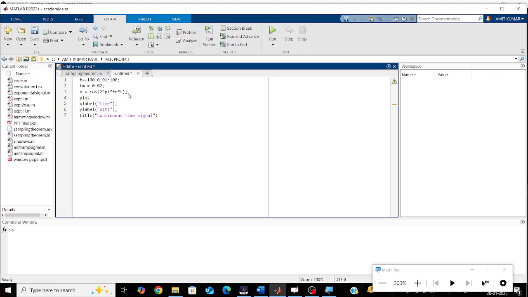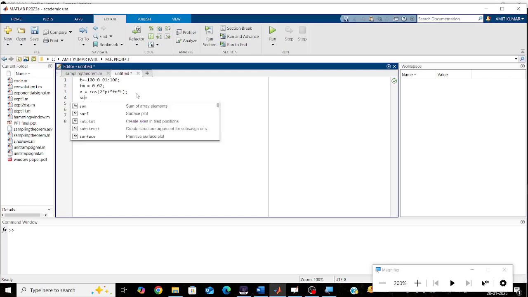Simple, plot x-axis versus y-axis. On the x-axis we have taken time t, and on the y-axis we are taking amplitude. What is amplitude? x. Okay, so plot t comma x. Now if you want a certain position for this graph, what is the code for that?